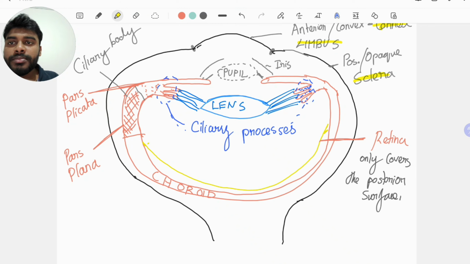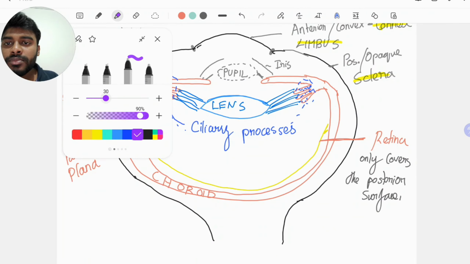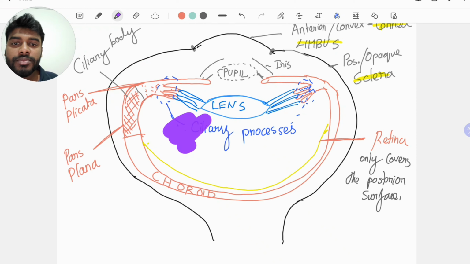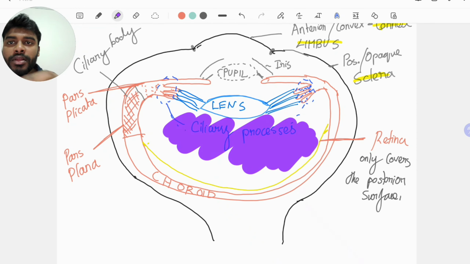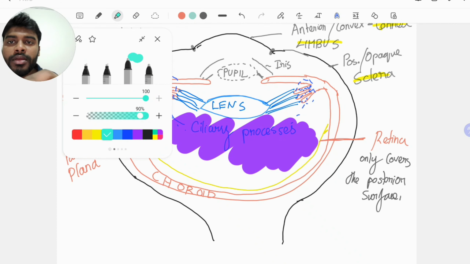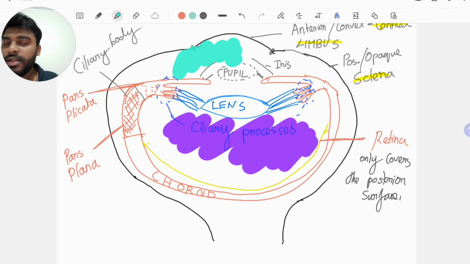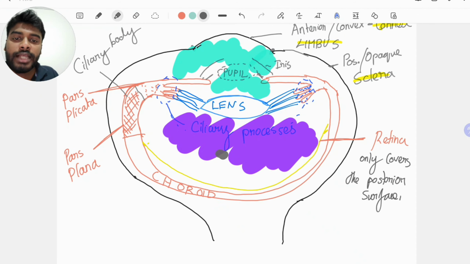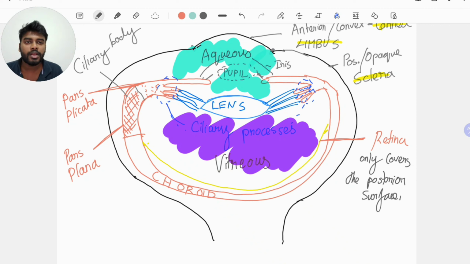Here some spaces are left behind, and here some spaces are left. What are these spaces called? This part is called the vitreous, and this is called the aqueous. Okay, with this we are completing our anatomy of the eye.